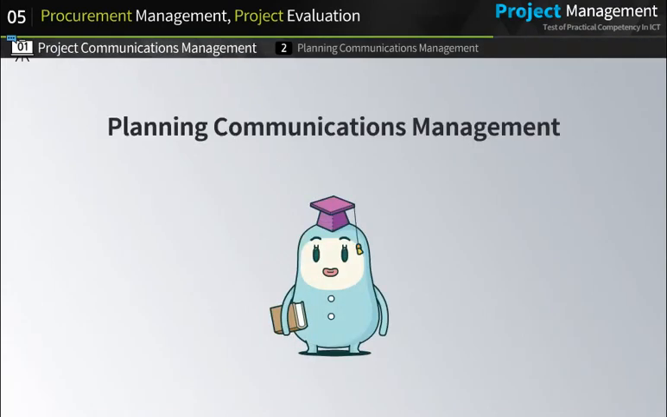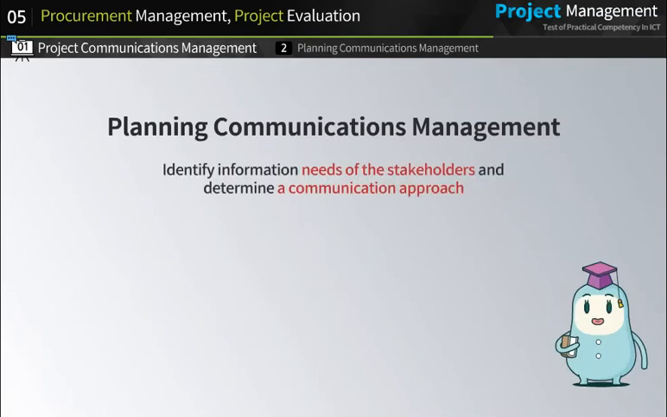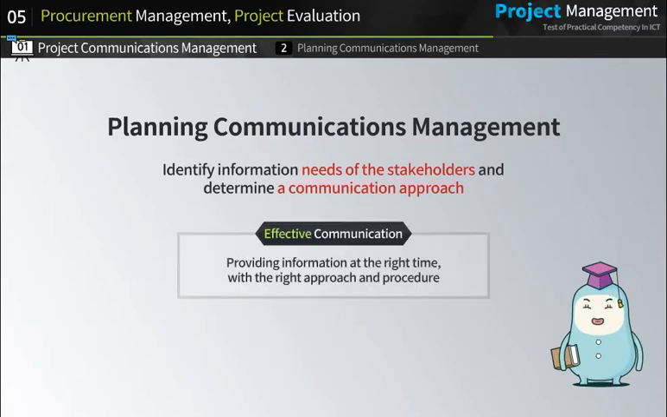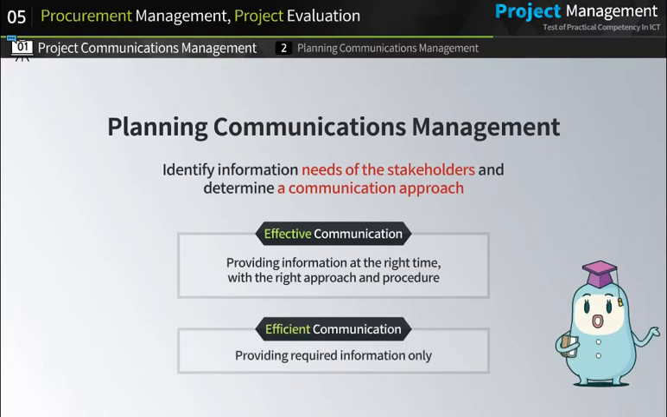Next, planning communications management. It is the process of identifying information needs of the stakeholders and determining a communication approach. Effective communication refers to providing information at the right time, with the right approach and procedure. And efficient communication refers to providing required information only.